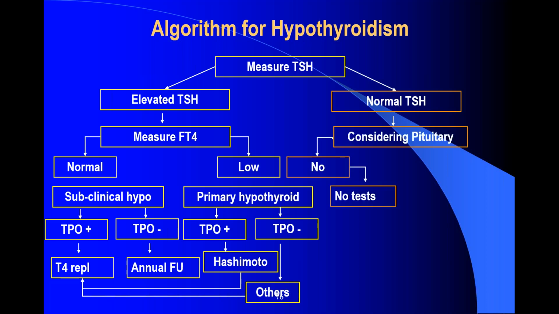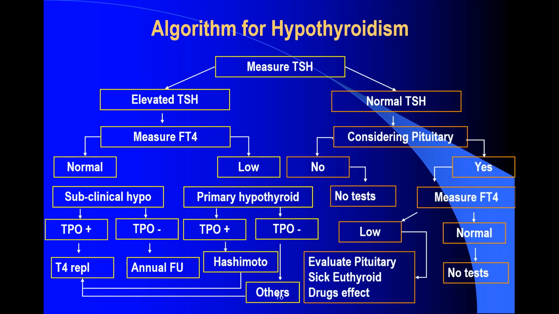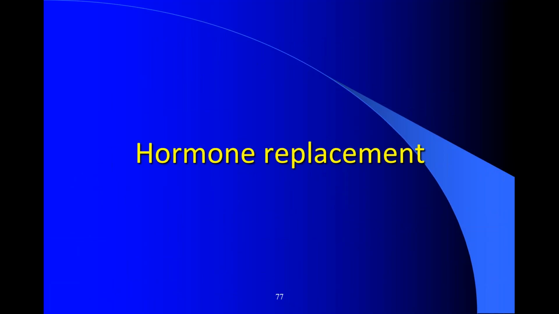If TSH is normal and hypothyroidism is there, that means you can see that the cause is above the thyroid. That means it is a case of secondary hypothyroidism, and then you have to deal accordingly.